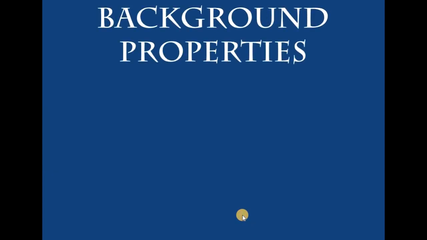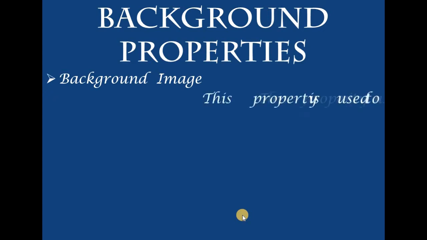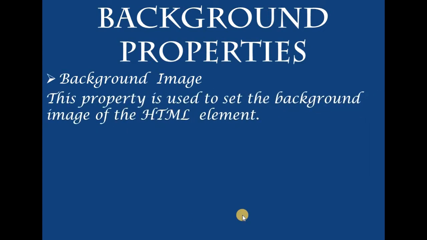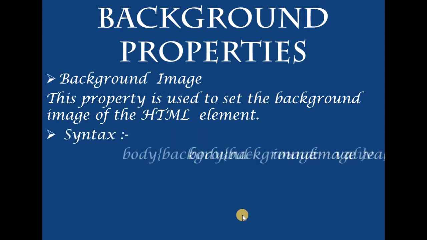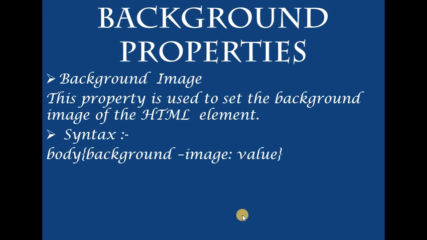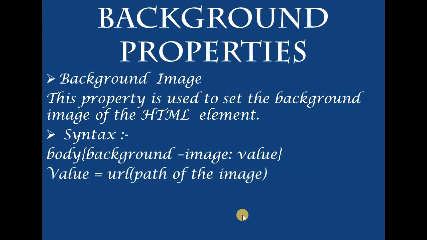The next background property is background image. Now instead of color, what are we going to insert? We are going to insert an image. This property is used to set the background image of the HTML element. The syntax is background-image: value. Value is equal to the URL path of the image.